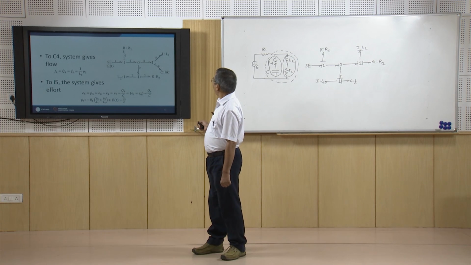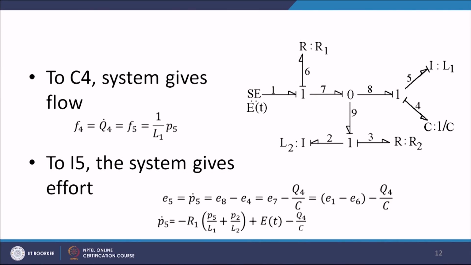Next, to C4 the system gives flow, that is F4, which is Q4 dot, and this I can write as P5 by L1. Okay. And to I5 the system gives effort, that is E5 or P5 dot, and this E5 is E8 minus E4, and E8 is the same as E7, and E4 I have already found out as Q4 by C, and what is my E7? That is E1 minus E6. I substitute the values of E1 and E6 here, and this way I get the P5 dot.